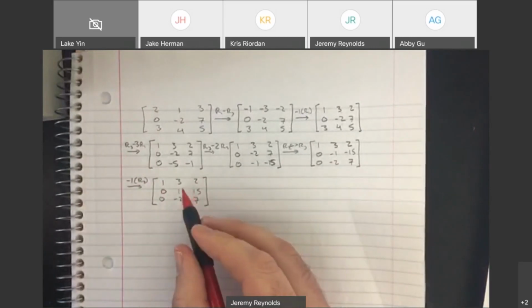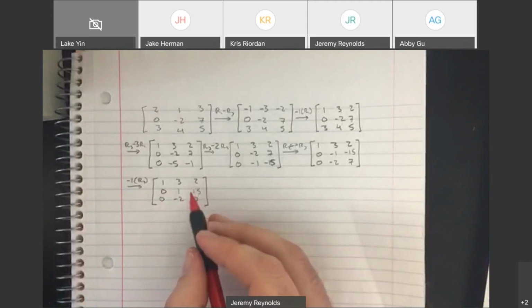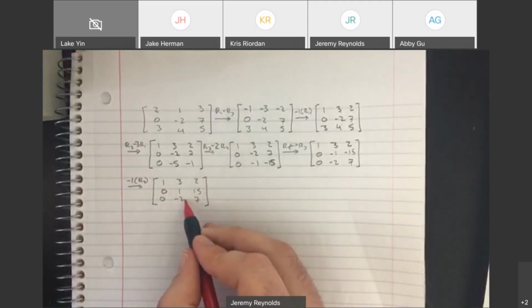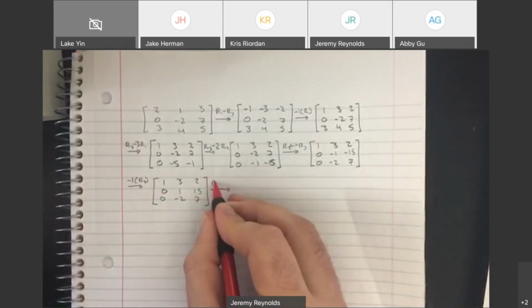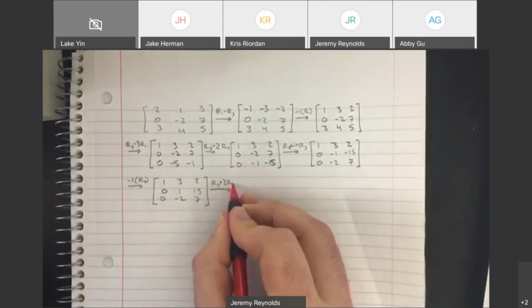Okay, so we're almost there. We're almost at echelon form. So let's go ahead and get rid of this 2. In order to do that, we're going to have to add 2 times row 2 to row 3. So row 3 plus 2 row 2.